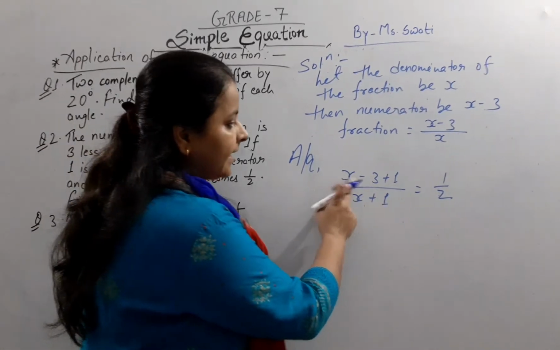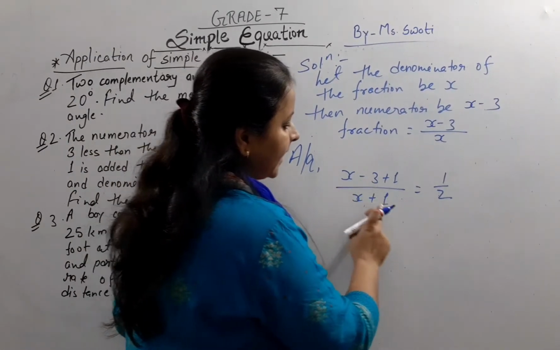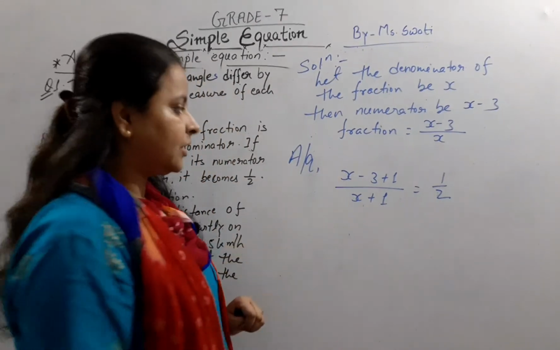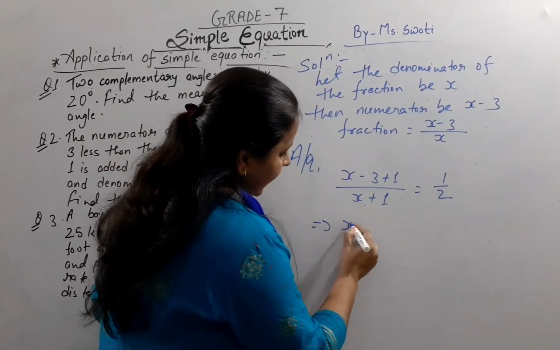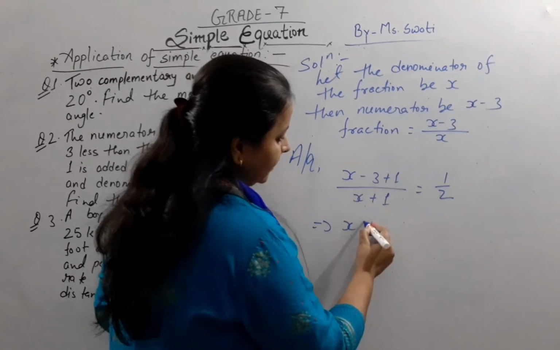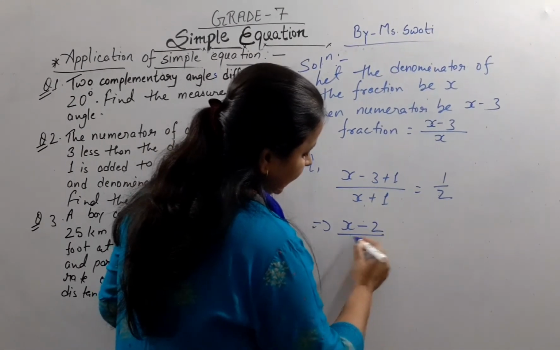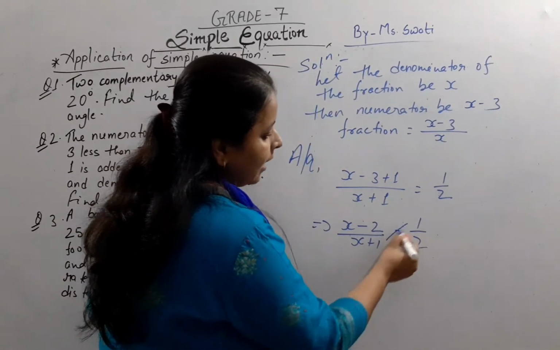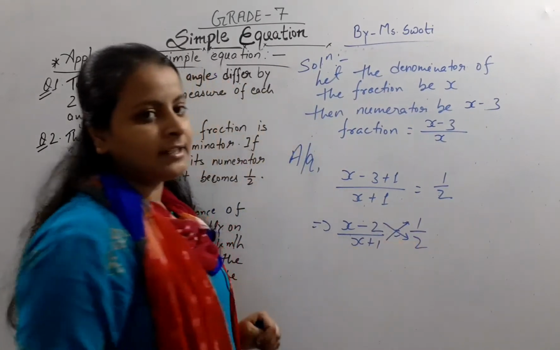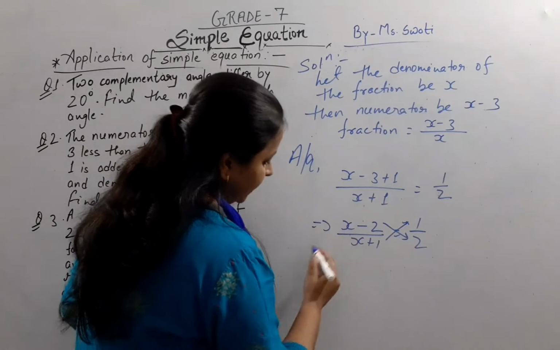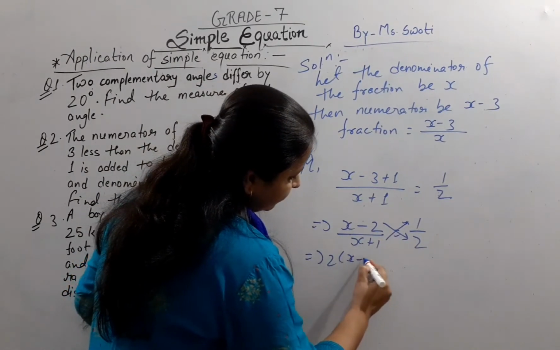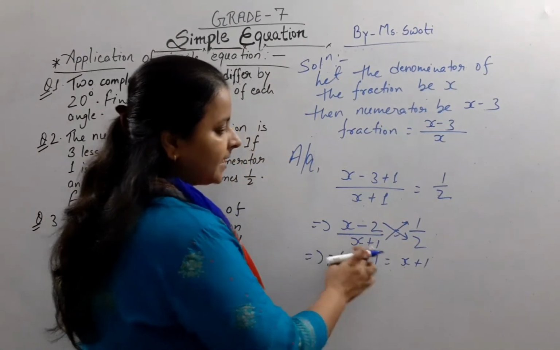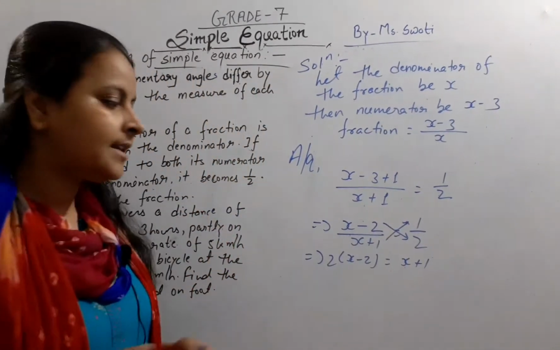Now student, x minus 3 plus 1 by x plus 1 is equal to 1 by 2. We have to solve this equation. x minus 3 plus 1 becomes minus 2, by x plus 1 is equal to 1 by 2. Now we use the cross multiplication method. So it becomes 2 into x minus 2 is equal to x plus 1. x plus 1 is multiplied with 1, so it is x plus 1.